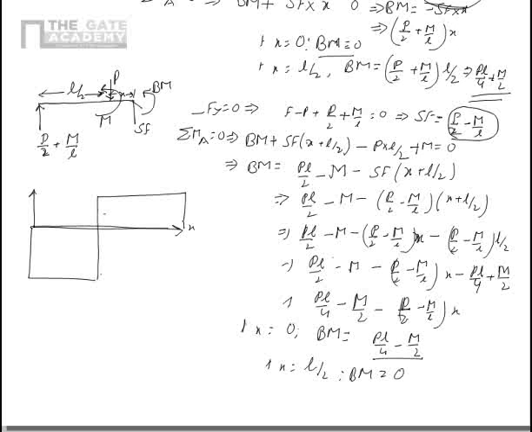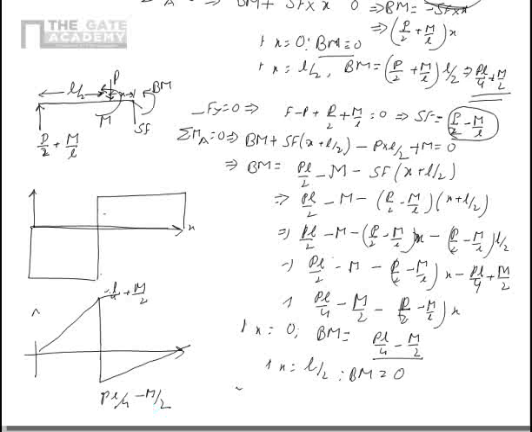Now let us draw the bending moment diagram for this. Bending moment diagram is like this. So it starts from 0 and goes to a very high number, which is like this, then suddenly falls down and goes down to 0 again. So this is PL upon 4 plus m by 2. This is PL upon 4 minus m by 2.